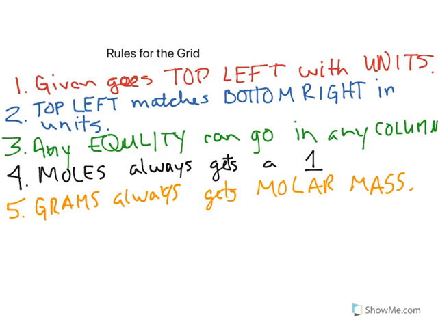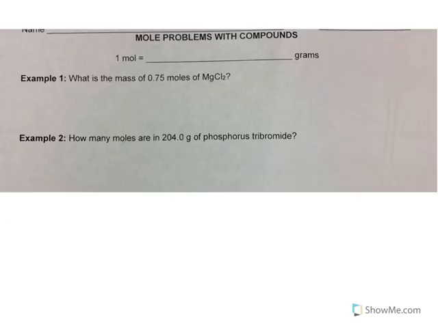And now if you'll grab the worksheet, let's talk about how we use them to make this happen. Okay, so at the top of the worksheet, you've got a place to actually write the equality. So the equality is that 1 mole is equal to the molar mass of the compound, and that's going to be in grams. Okay, so let's look at this first problem.